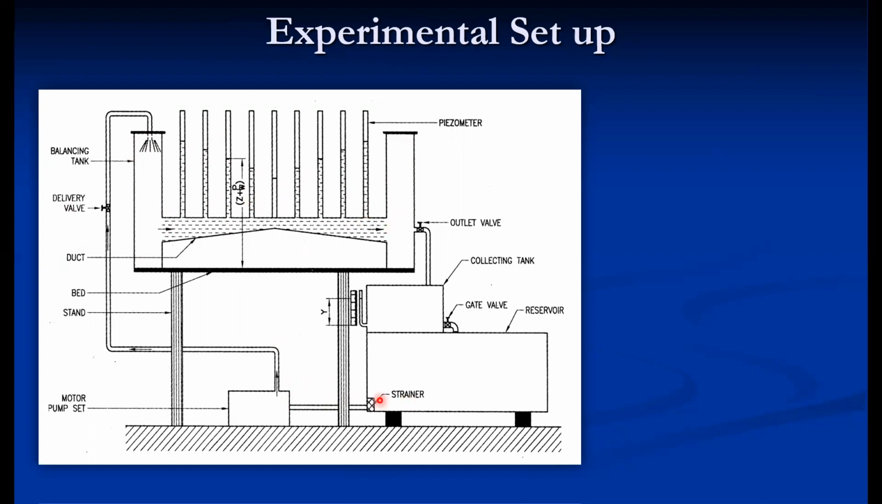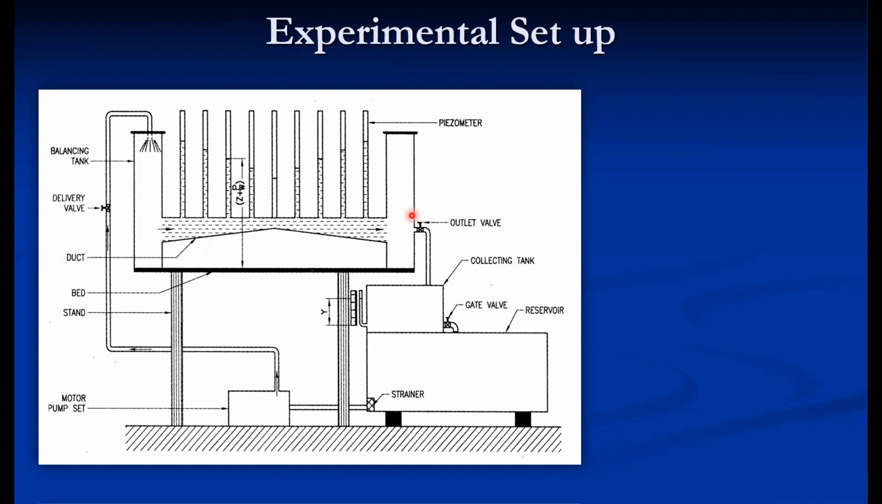The motor and pump assembly pumps the water into this tank, and the water is made to flow through this variable cross section. We can see that as the cross section decreases, the pressure head also decreases. Pressure head is lowest here, and as the cross section further increases, the pressure head increases. This way we can measure the pressure head at each section.